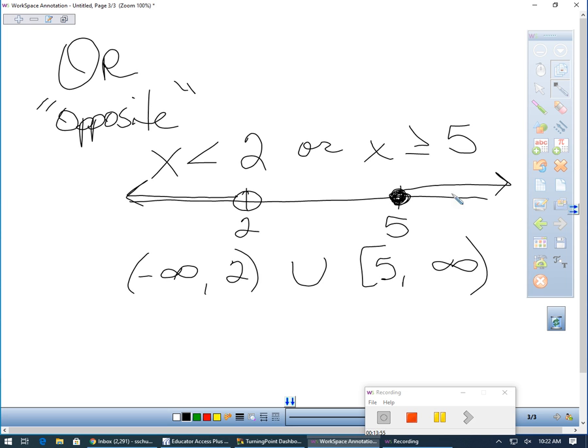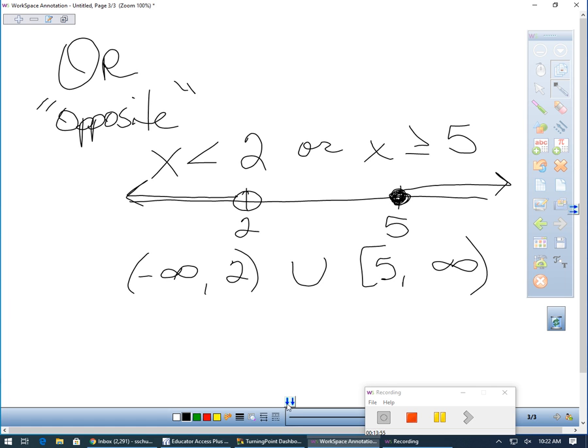So we have two pieces on the graph, and we have two pieces to the interval notation. All OR problems fit just like that. Your solution will fall either here or here. For it to be true, it has to work for one or the other. Okay? Not too bad, right?